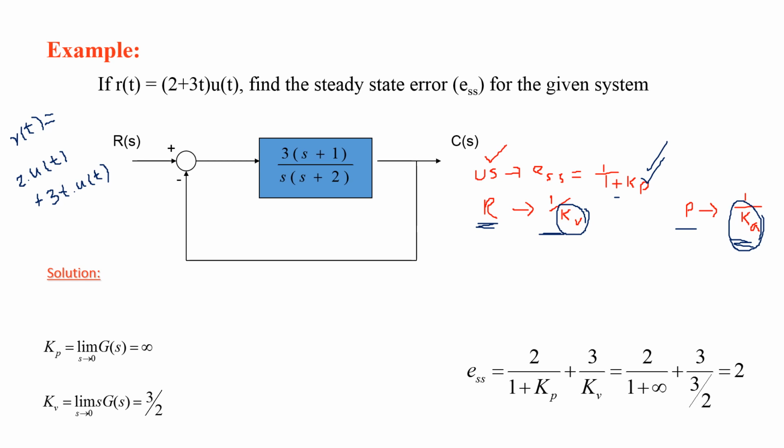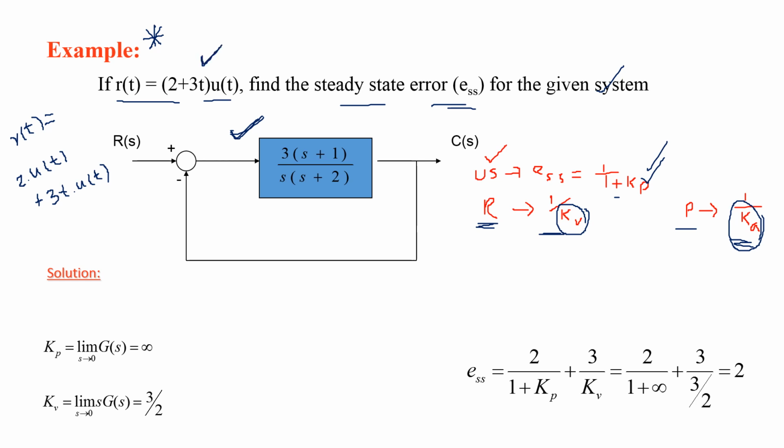Now we are going to discuss a small problem on finding the steady state error. If R of t is equal to 2 plus 3t into u of t, then find the steady state error ESS for the given system. Here the given system is this. These types of problems are very important from the JNTU exam point of view, that is, finding the steady state error with a given input value.